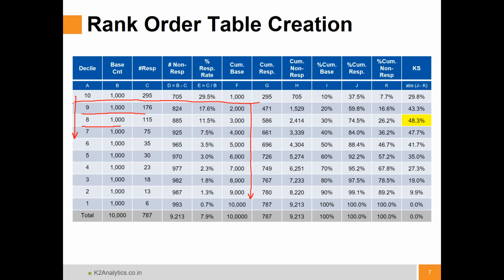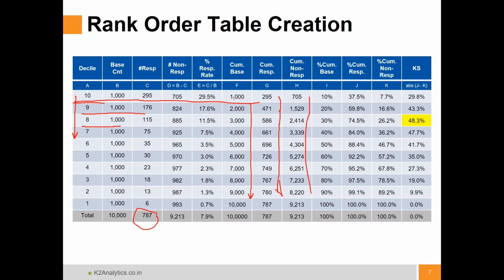If I stop at this level, in this data I can see 787 would have responded. But if I stop at this level, how many would have responded? 295, because I only target them. I would have only been able to get 295. If I target the top 2 deciles, how many will I get? If I target the top 3? So again, I'm doing cumulative of responders. Likewise, I can do cumulative of non-responders. So these three columns are clear.